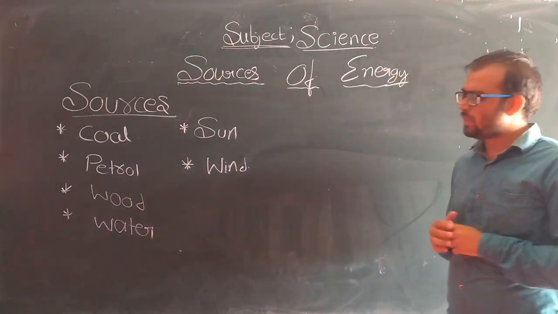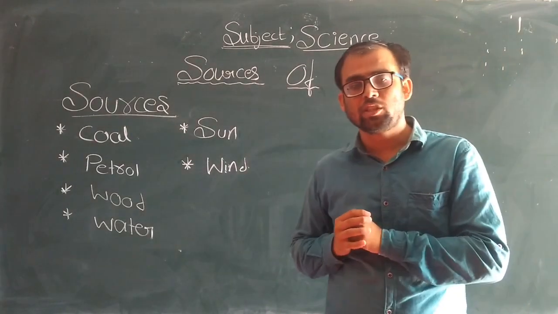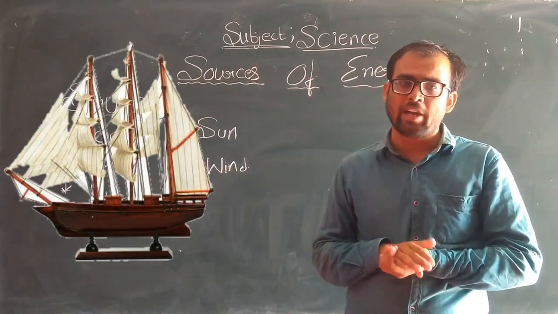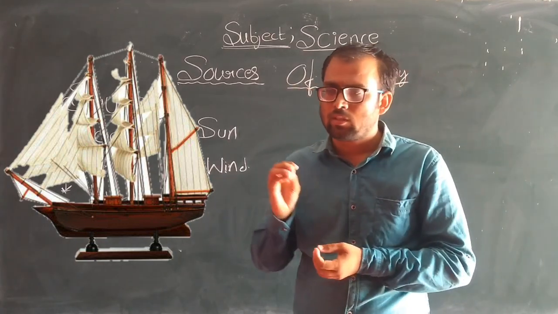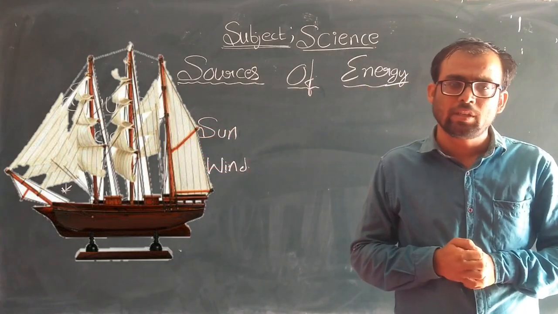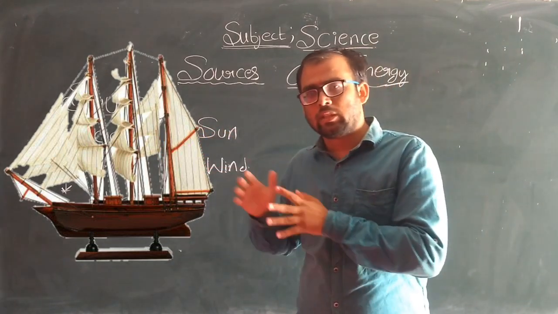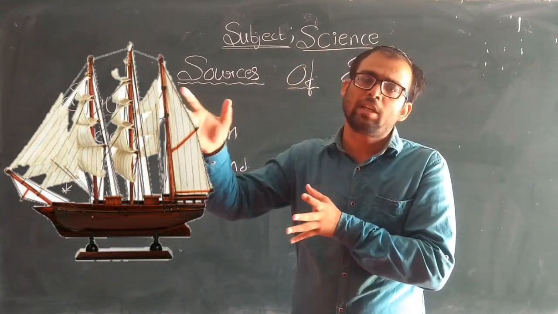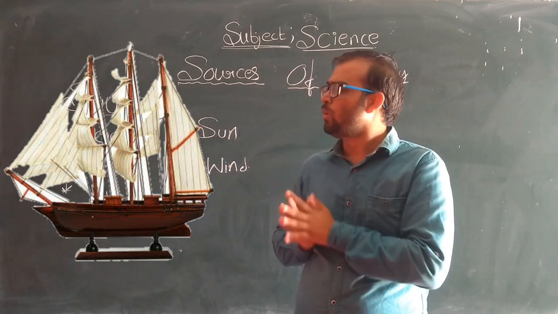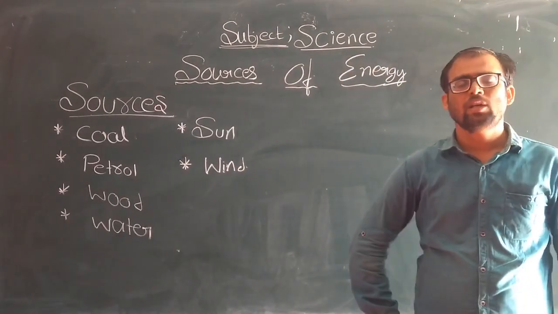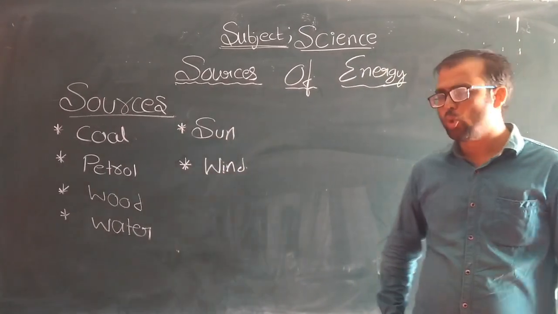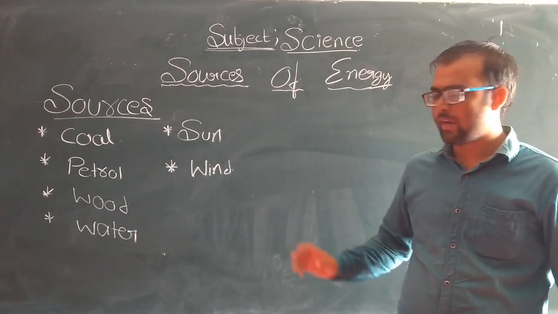You might have seen ships in which cloths have been tied. Do you think, students, there is a role of cloth in the ships? Yes, students, there is a role. The wind energy will exert pressure on the cloth so that the ship can be moved. So here we know some of the sources of energy: coal, petrol, wood, water, sun, and wind.